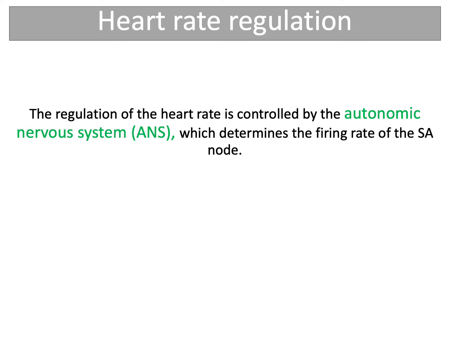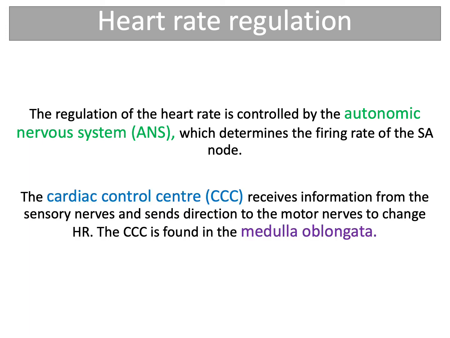What we're looking at here in detail is the individual parts that we need to know. The ANS is the regulation of the heart rate, and it is controlled and firing the SA node. Then, as I said, we have the cardiac control center receiving information from the sensory nerves and sending direction to the motor neuron to change the heart rate. This is found in the medulla oblongata. As I said a moment ago, we're going to look at the cardiac control center and what the three main areas that we need to know are.